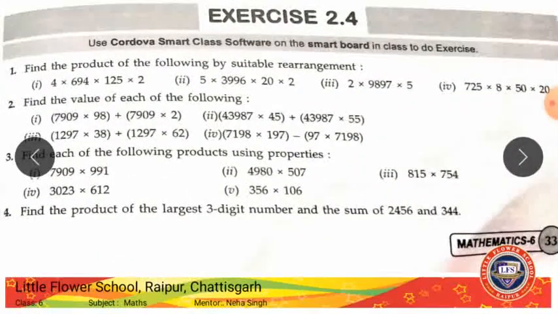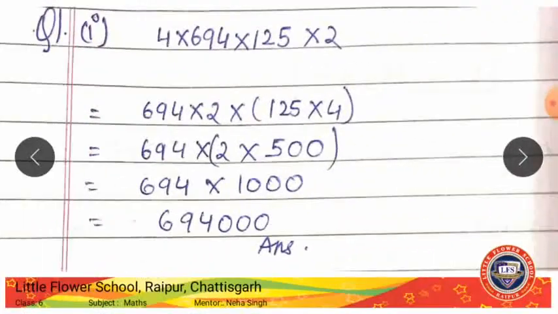Next exercise, the first question is: find the product of the following by suitable rearrangement. The first question is 4 into 694 into 125 into 2. Now, what does suitable rearrangement mean? We will arrange the numbers given, and accordingly multiply the numbers where multiplication is simpler, right?